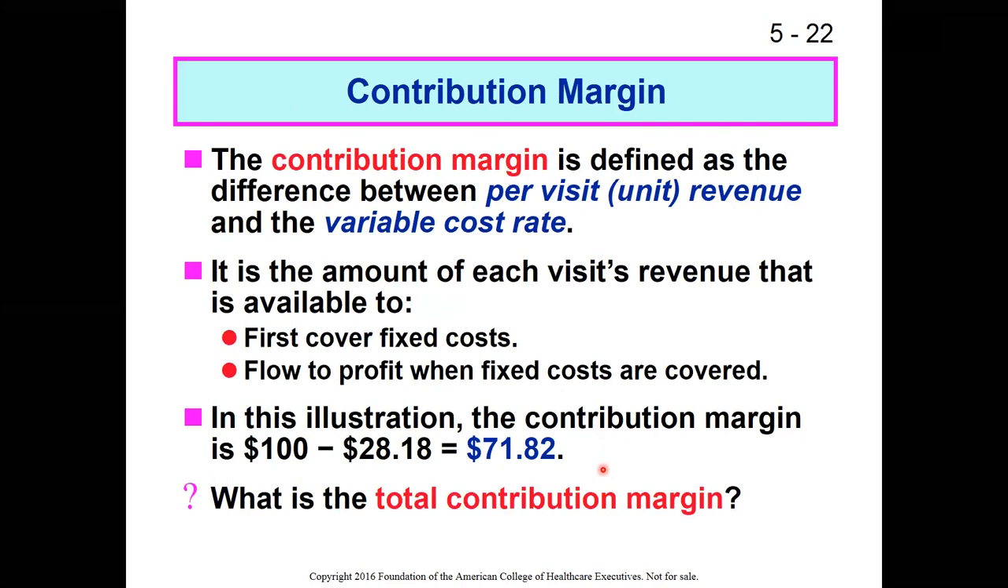So the contribution margin is the difference between the per visit revenue and the variable cost rate. I just explained that a minute ago. You can take the per unit revenue rate, in this case 100, minus the variable cost rate of 28, and that gives you the 72. It is, like I said, the contribution towards covering fixed costs as well as profit.